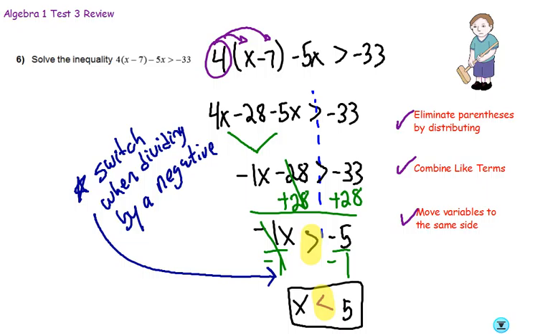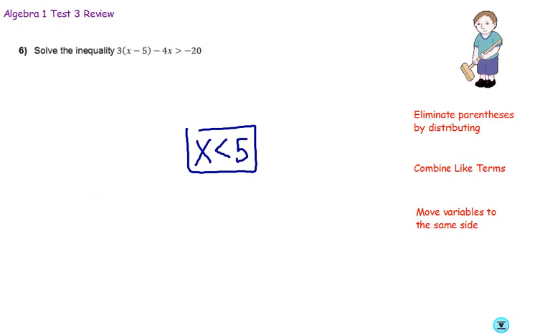All right, so let's take a look at the answer for number 6. You should have got x less than positive 5. Actually, the same exact answer from the last problem, and you should have switched the inequality symbol. All right, so that finishes up number 6. Let's take a look at number 7.